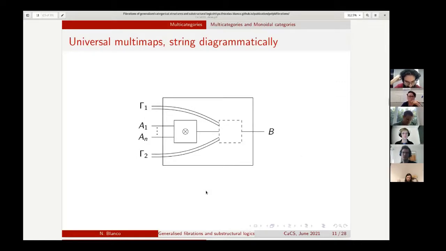And so this can also be represented graphically like that, where we will read things from left to right. This is saying that if I have this big box there, which is a multimap with multiple inputs and one output, such that we have A1 through AN in the inputs, we can factor it through the tensor product and get a map where this is replaced by that tensor product.